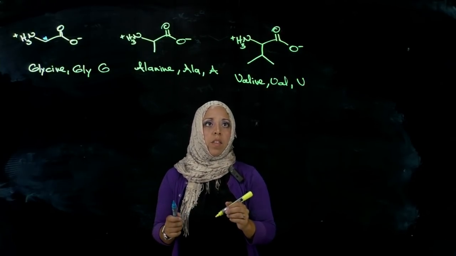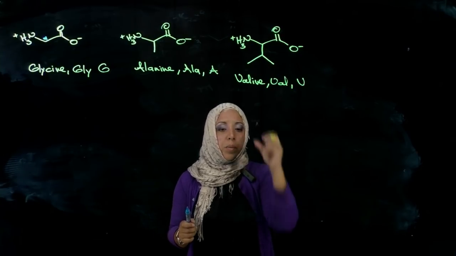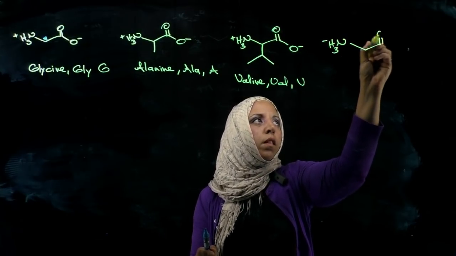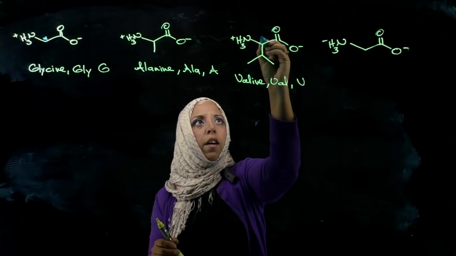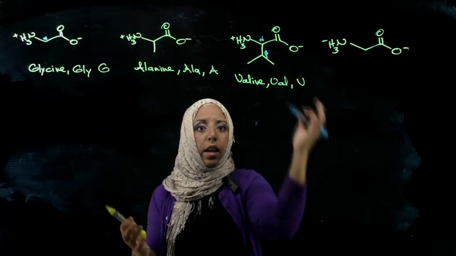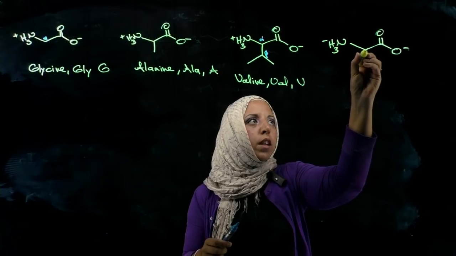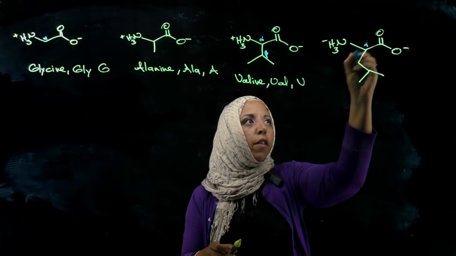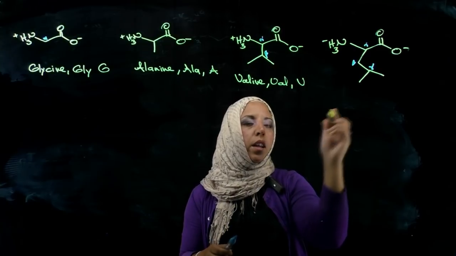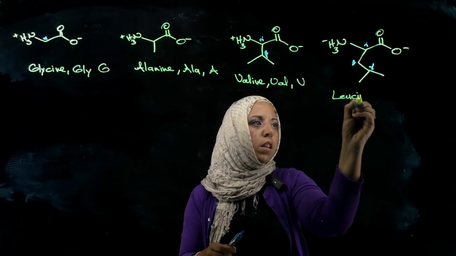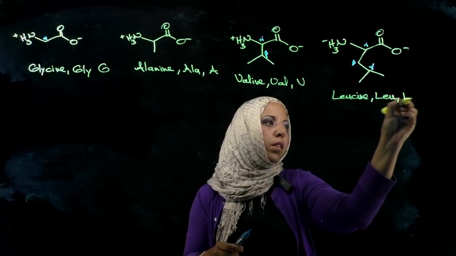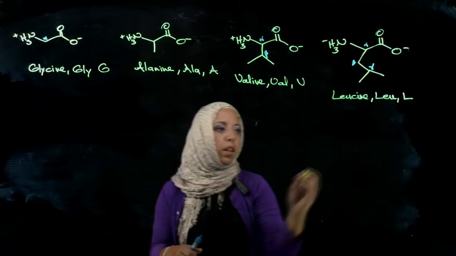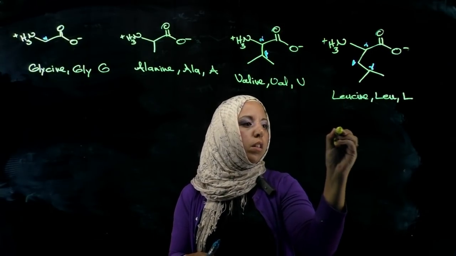Okay? And then, similar to valine is leucine. So in valine, you have the alpha carbon, and then at the beta carbon, you basically have the 2 methyl groups. Well, in leucine, you have an alpha carbon, beta carbon, gamma carbon, and then you have the 2 methyl groups, right? So you have the alpha, beta, and then gamma. And that would be leucine, Leu, or L for leucine. Well, similar to leucine is isoleucine.